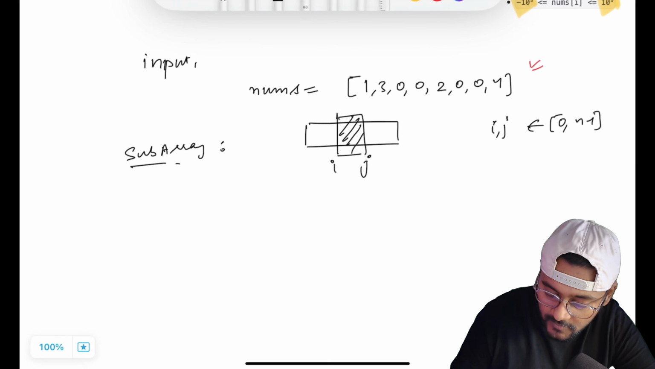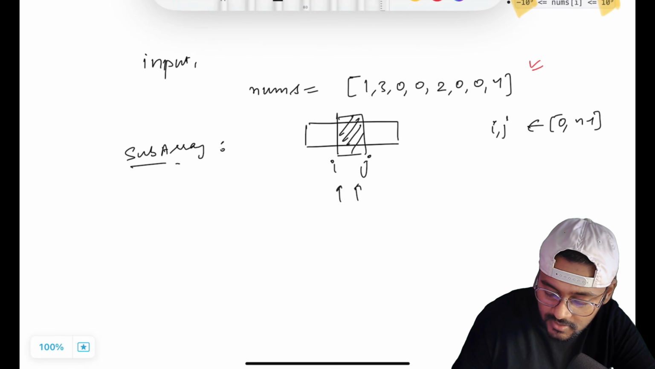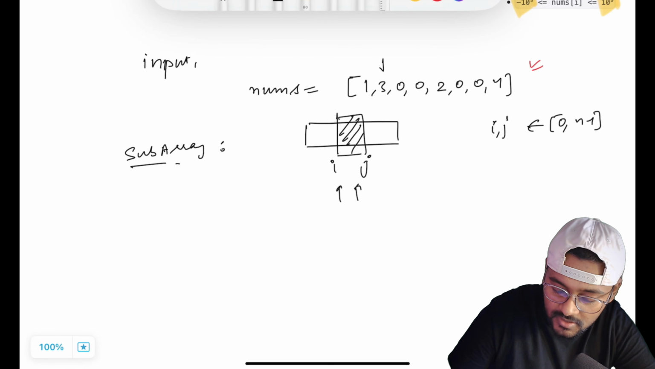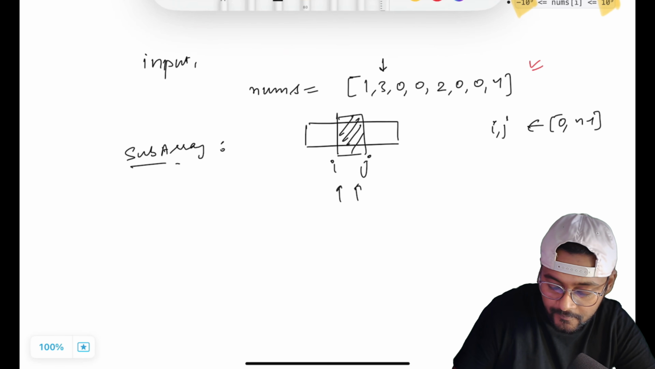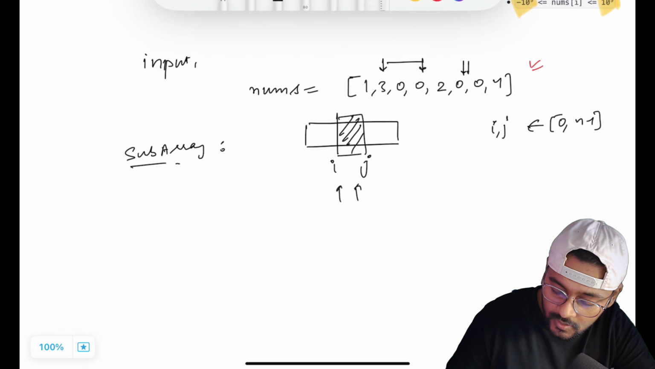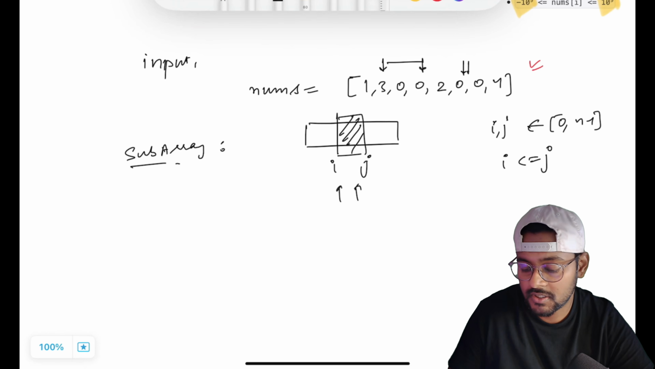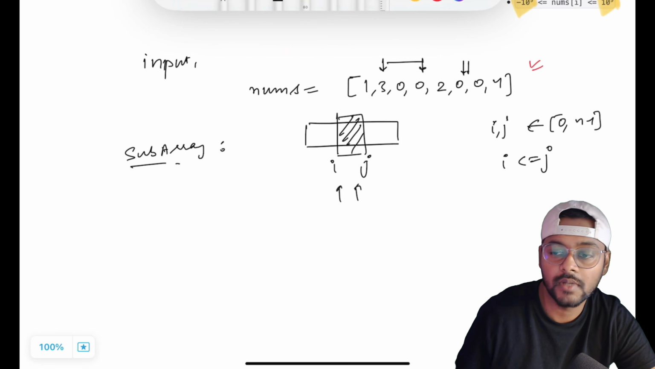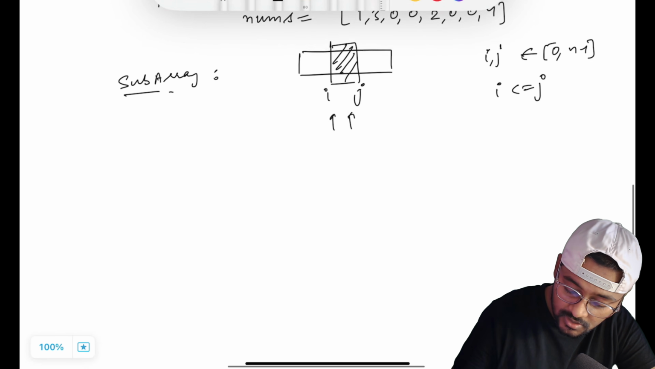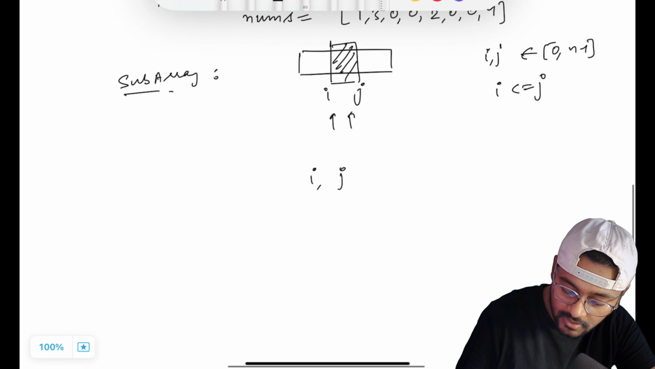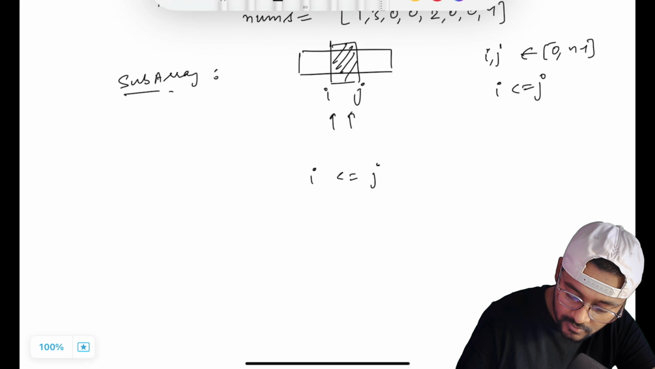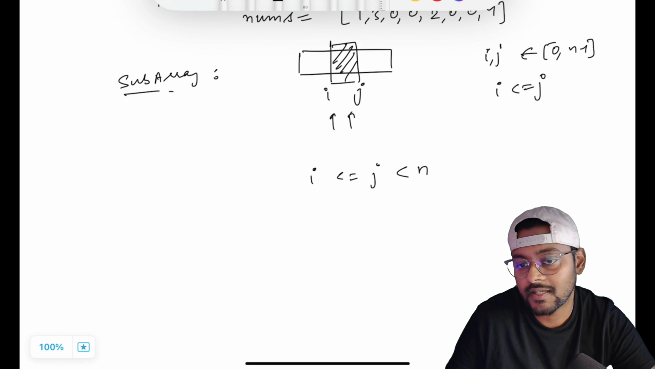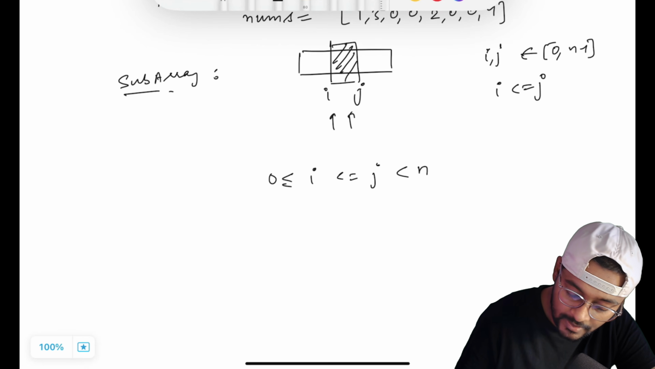A subarray starts at some index and ends at some other index, or maybe ends at the same index. This 3 to 3 is also a subarray, and this 0 to 0 is also a subarray. So i should be less than or equal to j. j can be equal to i, or j can be greater than i. If I combine these two conditions, it is i to j, where j is greater than or equal to i and less than or equal to n minus 1, and i is greater than or equal to 0. Simple.